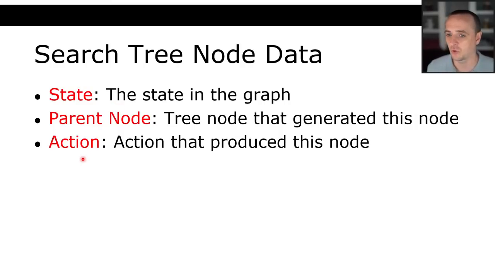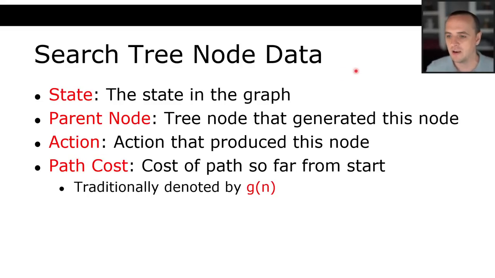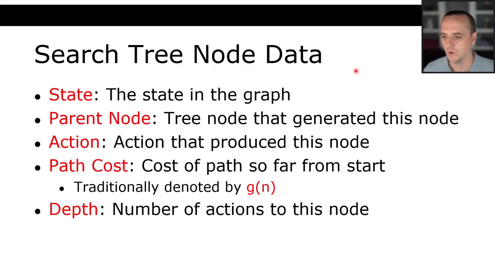We're going to maybe store the action that produced that node. So which action produced this? Maybe it was moving to the left. Maybe it was shooting an opponent. Maybe we'll store that action. We may want to compute or store the path cost so far. So that's the cost of going from the start to this so far. We may also want to store the depth. Okay? So for example, what is not only the cost, but what is the number of actions so far?